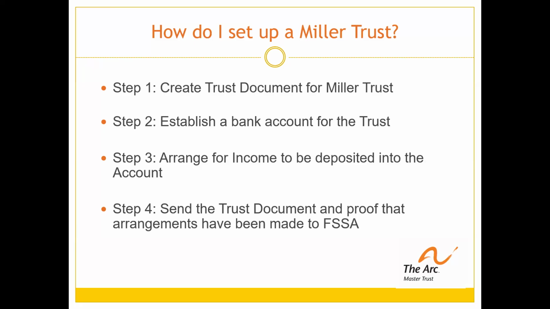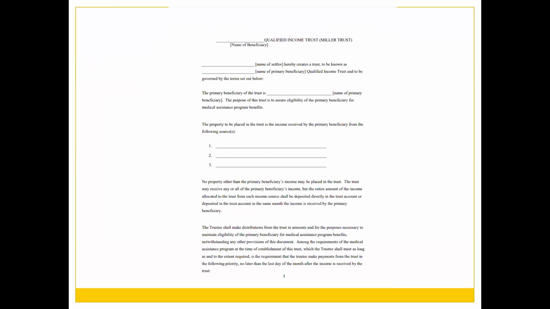The next couple of slides do show the template that is available on the FSSA website to establish a Miller Trust. The next 3 slides are the full template, which means that the template is only 3 pages long. When we are talking about the name of the beneficiary, that is referring to the individual whose income is going into the Miller Trust.